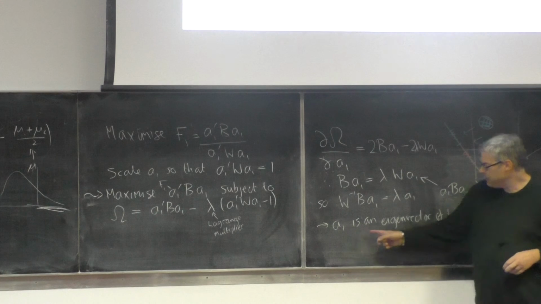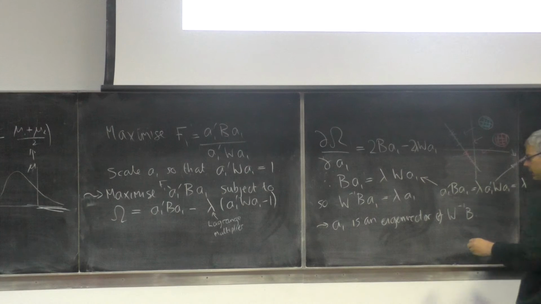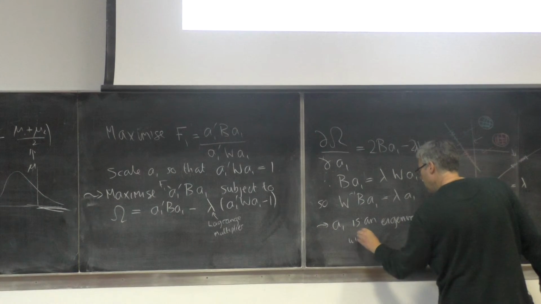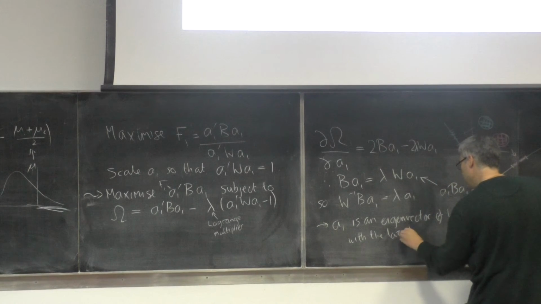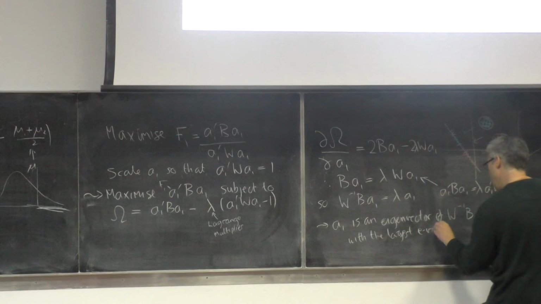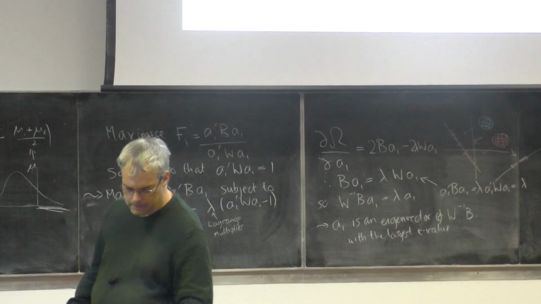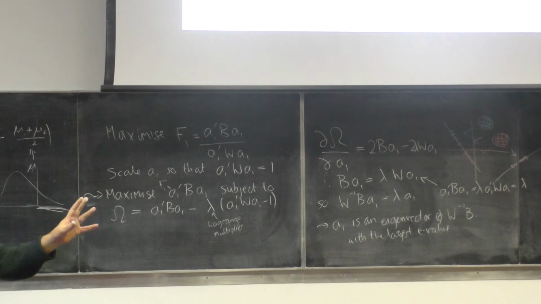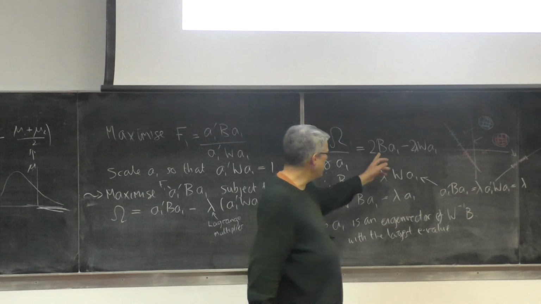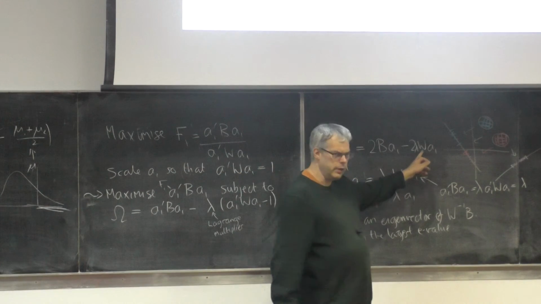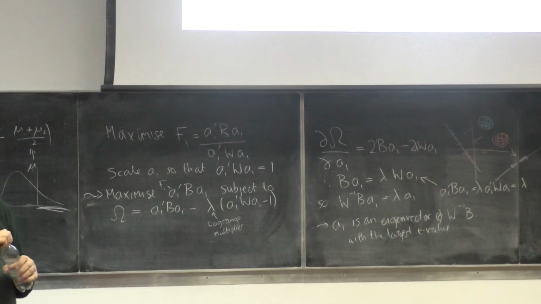So in fact, A1 is going to be the eigenvector which has the largest eigenvalue, just like PCA. So it's all working just like PCA did. In the PCA, it's like we had the variance matrix here and the identity matrix there. But apart from that, it's exactly the same kind of analysis.